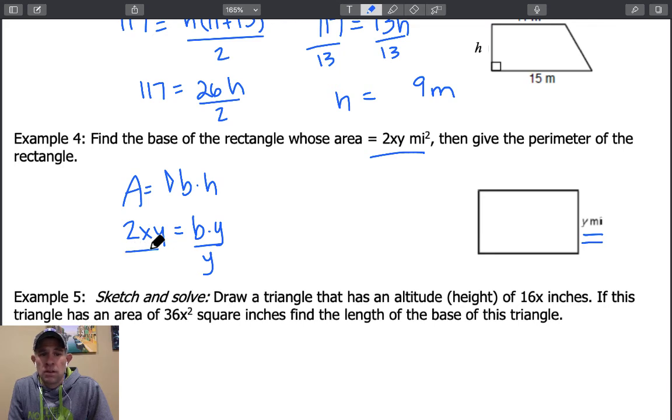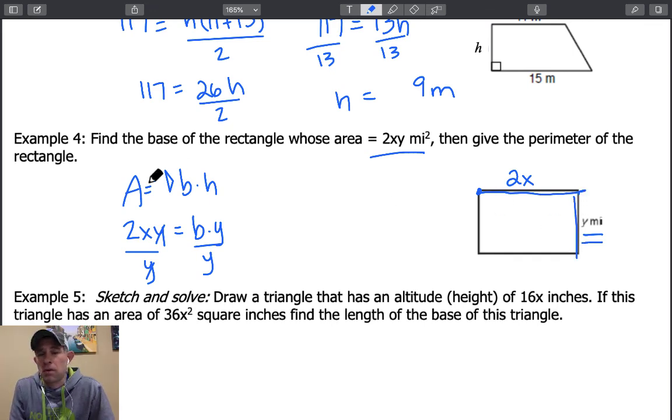Now check out, here's what happens when I take the expression 2xy and I divide it by y. So when I have a y in the top and the bottom of my fraction, those guys both reduce to 1. In other words, they cancel each other out. So I have 2x is equal to my base. So I'm going to write that right here on my diagram. So I got a rectangle that's 2x by y miles long.